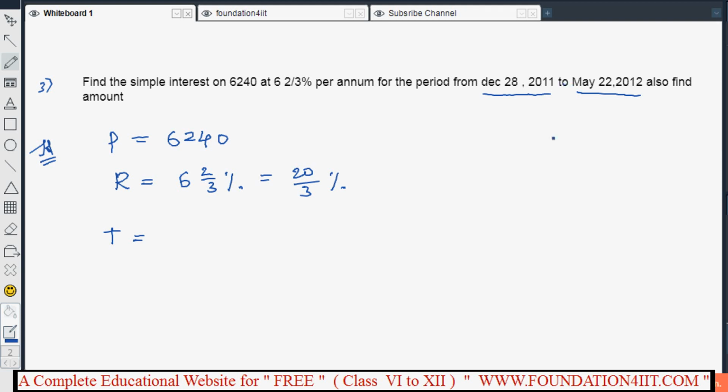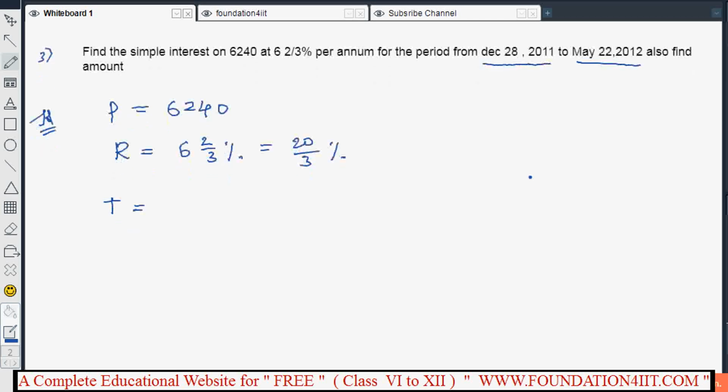Now December 28. So we'll see time first. So time we will see December to next year May. That means December, January 2012, February, March, April and May.